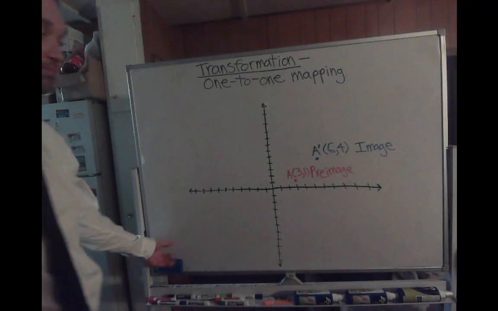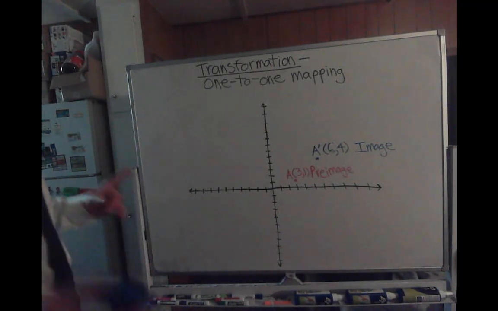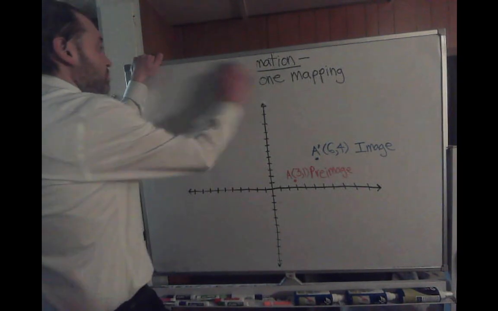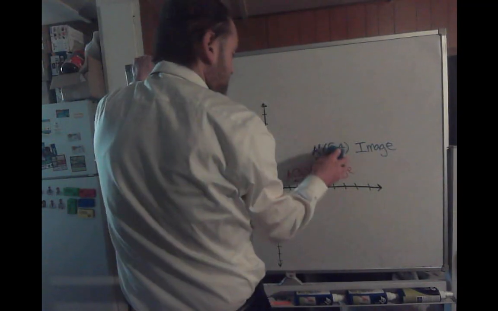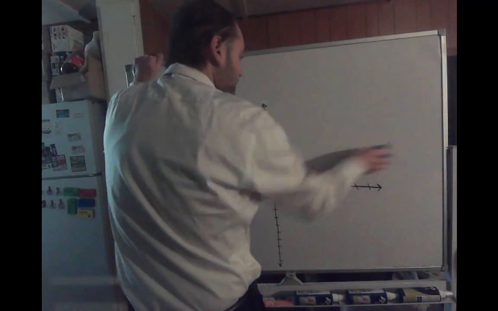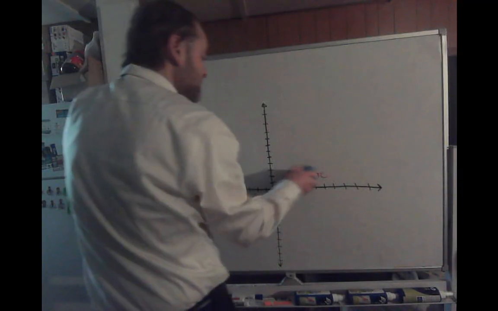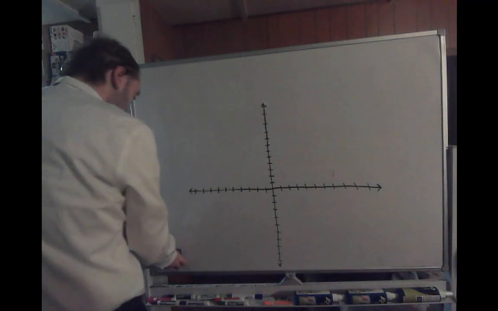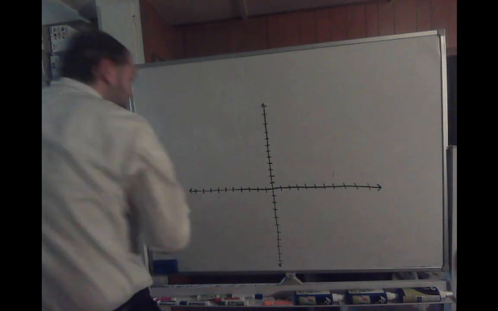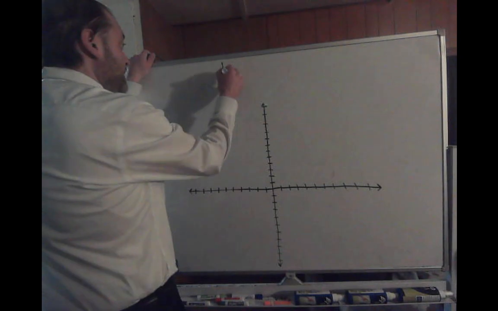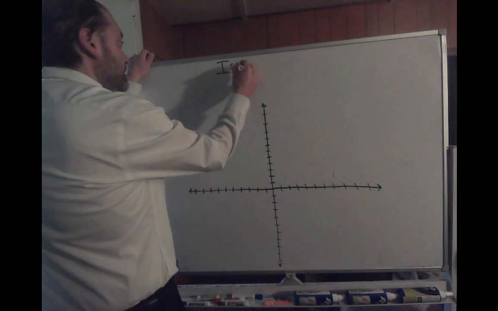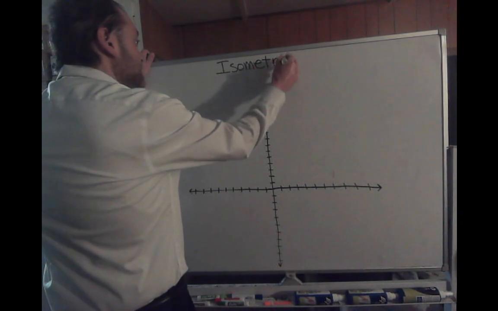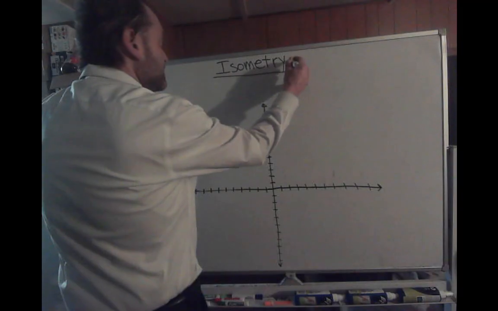So we're going to do some examples here. Well, first we also want to throw in another term. I'm going to get rid of these for a minute. I'm going to keep up the coordinate plane. I want to talk about something called an isometry. We want to talk about what one of those is.